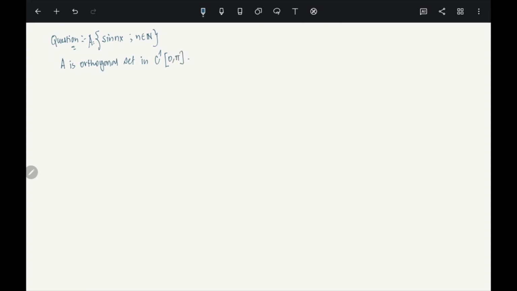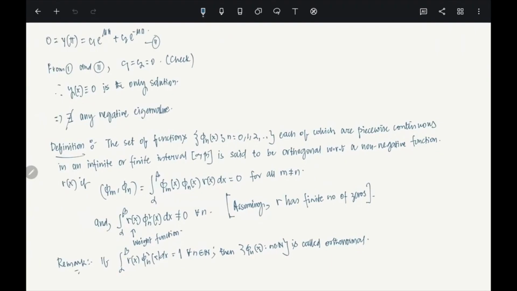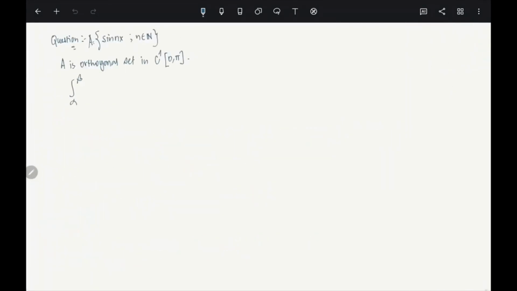Okay, right. So how do you prove something like this? In this case, alpha to beta, R is 1. So it is orthogonal with respect to the weight function R, which is identically equal to 1. R has to be non-negative, that's the only condition, and it has to have a finite number of zeros. If R is 1, all of those conditions are satisfied. So this is the orthogonal set with respect to the weight function 1.